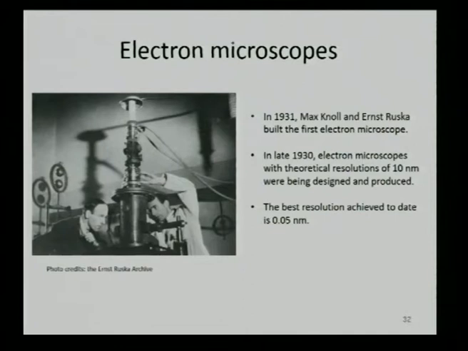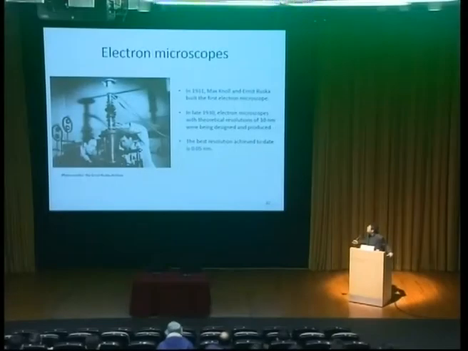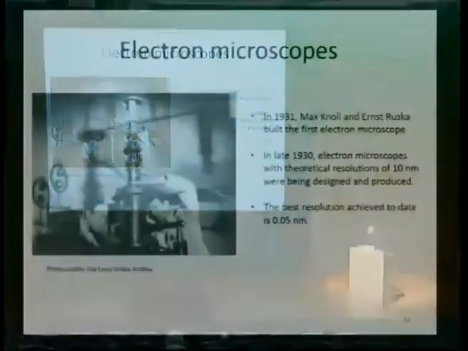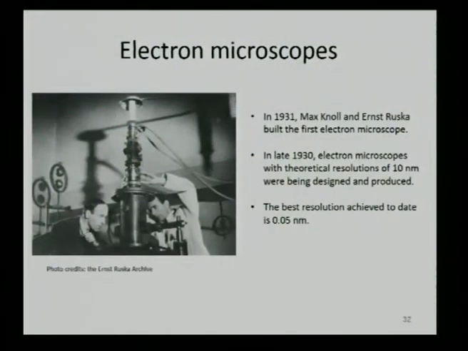In 1931, Max Knoll, a German engineer, and Ernst Ruska, a German physicist, successfully built the first electron microscope. And in the picture, you can see Max Knoll on the left-hand side and Ernst Ruska on the right-hand side building their electron microscope. At that time, the magnification of the electron microscope was only 400 times, which was much worse than the optical microscope at that time.